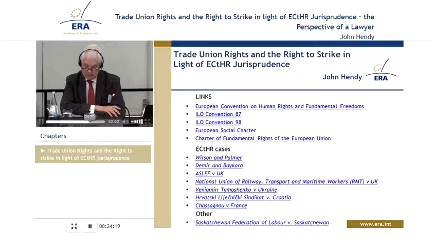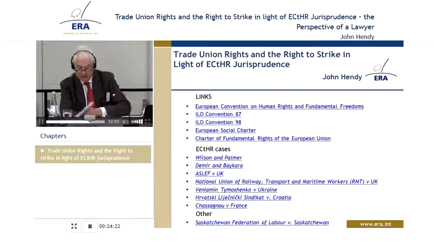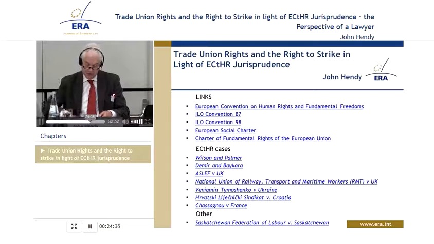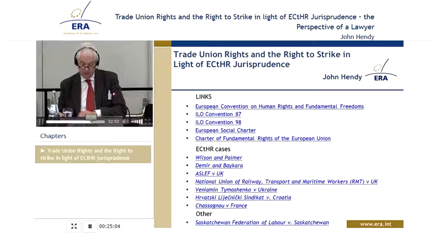So just a word about Article 11(2) and necessary in a democratic society. You just remind yourself of the words of Article 11(2), which are that no restrictions shall be placed on the exercise of these rights other than such as are prescribed by law and are necessary in a democratic society in the interests of various things, national security and so forth, or for the protection of the rights and freedoms of others. And then there's permissible restrictions on the military and the police and the administration of the state.